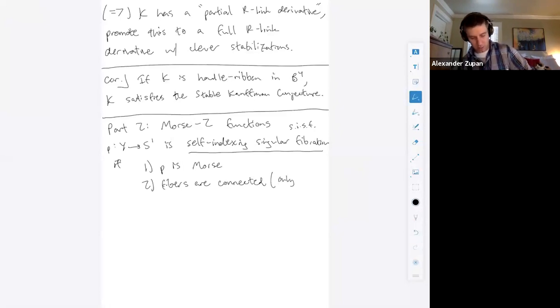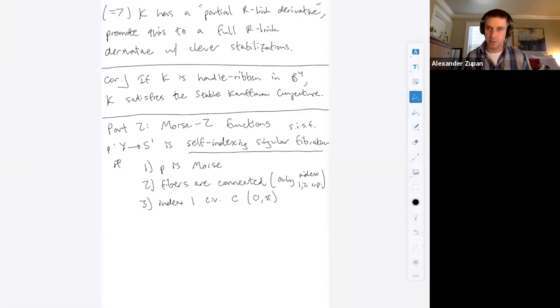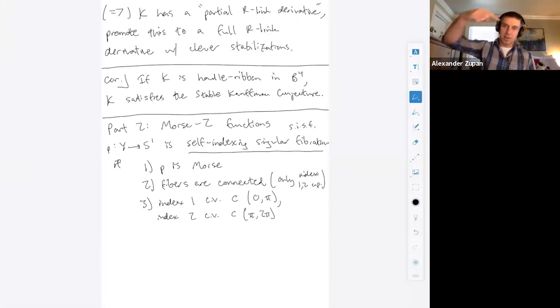And so only index 1 and 2 critical points, because this is a 3-manifold. If we had a 0 or a 3, we'd have a disconnected fiber somewhere. And then finally, the index 1 critical values are contained in the interval from 0 to pi, if I'm parameterizing the circle from 0 to 2 pi, and index 2 critical values contained in pi to 2 pi. So this is the self-indexing part. I've separated the index 2 from the index 1. It's directional. I start with the surface, I add a bunch of 1-handles, I add a bunch of 2-handles, and I'm back where I started.